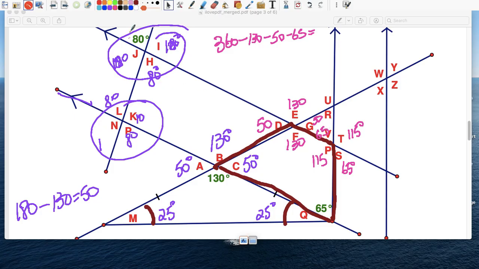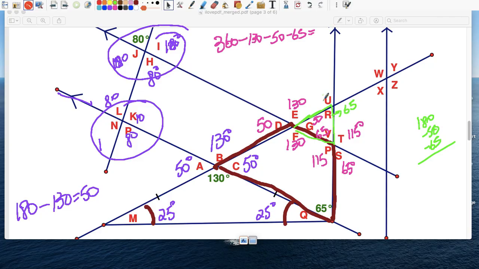Inside this little triangle here in the middle, I know it's hard to see, right? We have three angles. One is 50, the other 65. So you're going to do 180 minus 50, minus 65. So 65, which makes angle R 65. So we're going to make angle R 65.